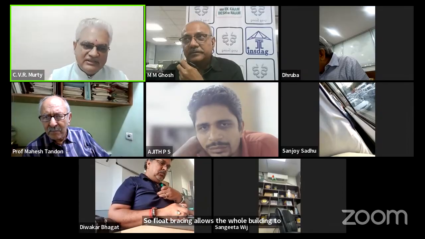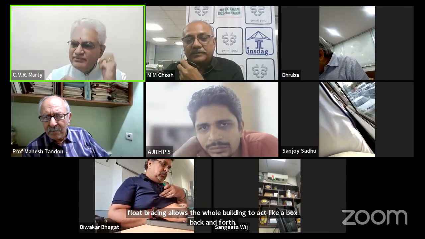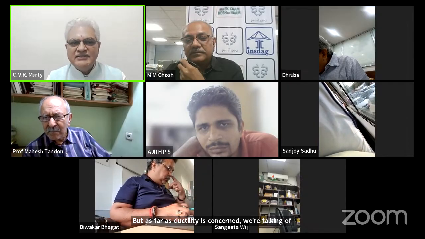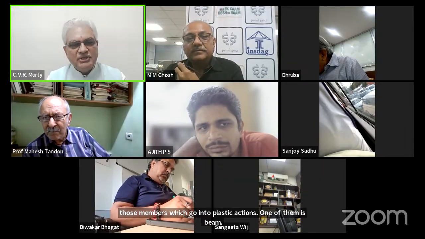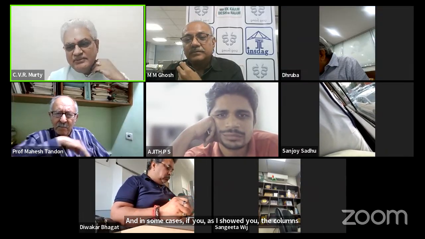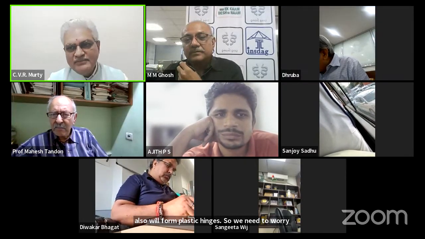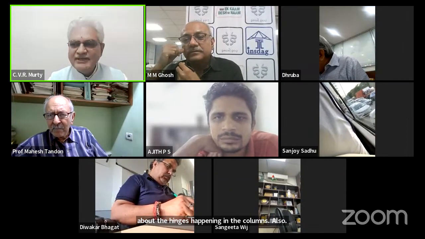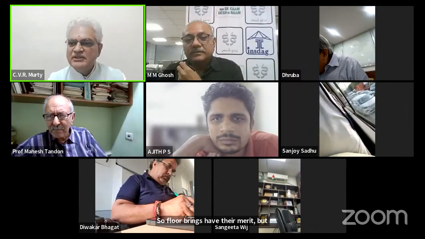But as far as ductility is concerned, we're talking of those members which go into plastic actions. One of them is the beam. And in some cases, as I showed you, the columns also will form plastic hinges. So we need to worry about the hinges happening in the columns also. So floor bracings have their merit, but don't address ductility of the whole structure at all.